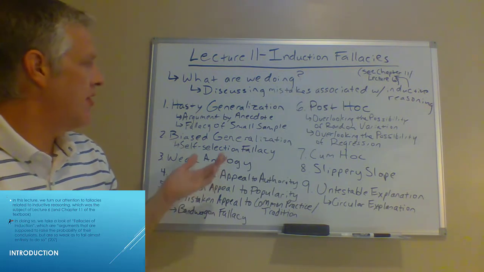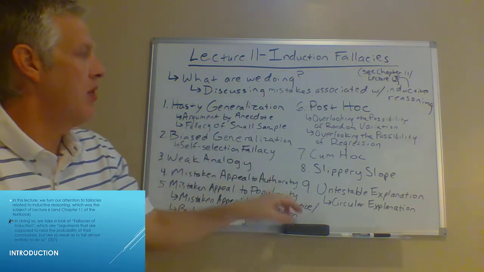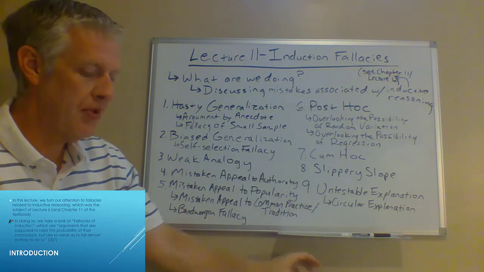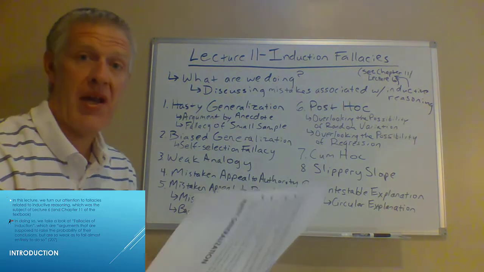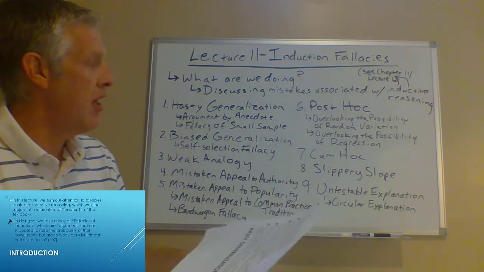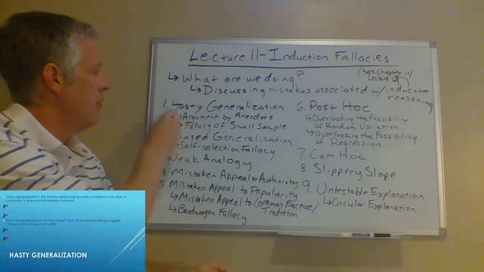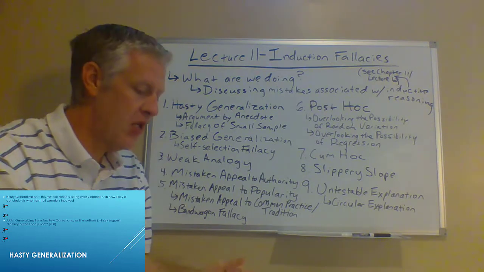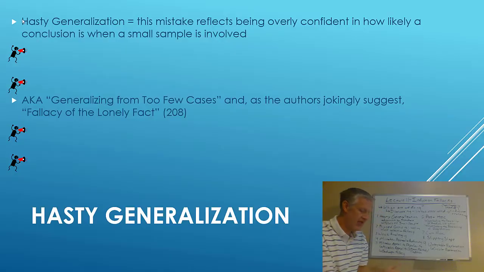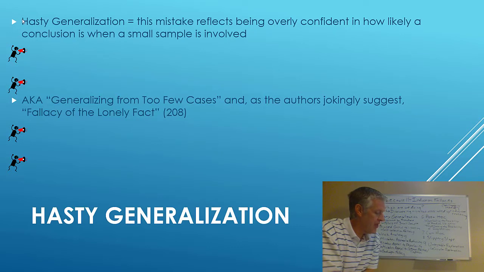So without further ado, now that we kind of have a general sense of what we're up to here, let's go ahead and dive into our catalog of induction fallacies. So we'll start, turning to slide 3, with hasty generalizations. As I mentioned on the top of slide 3, this mistake reflects being overly confident in how likely a conclusion is when a small sample is involved.